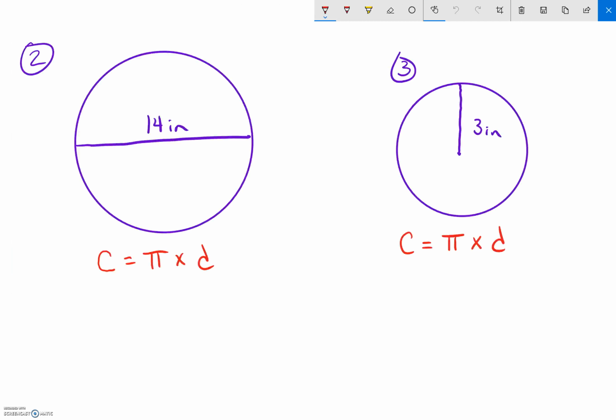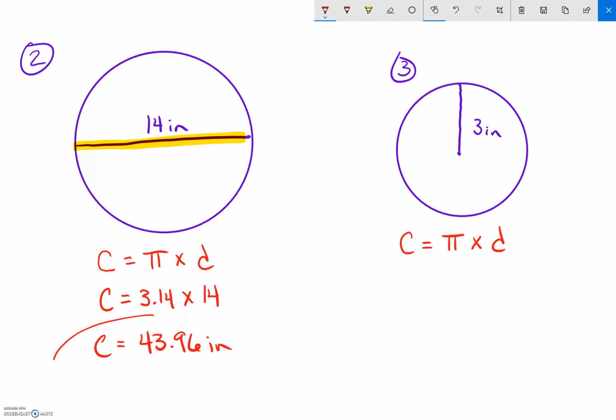Alright, so for number 2, we want the circumference, we want the distance around, so we're going to do pi, 3.14 times, and on this one they did give us the diameter. They gave us the distance all the way across the circle, so we just plug in 14. And 3.14 times 14 is going to give us 43.96 inches around the circle.